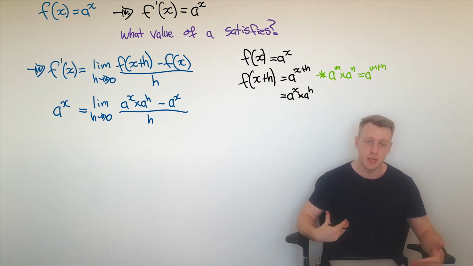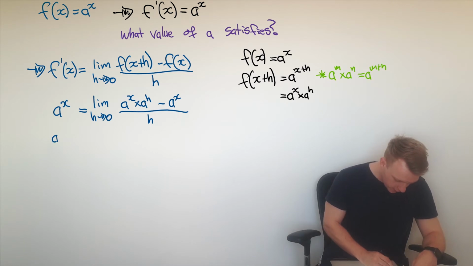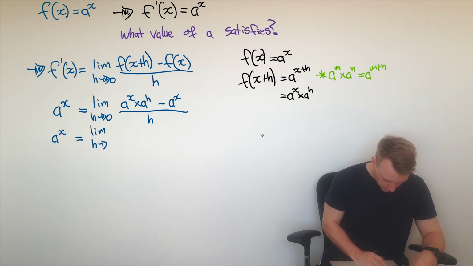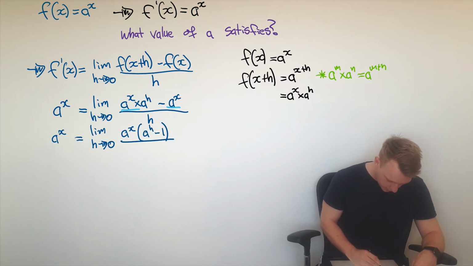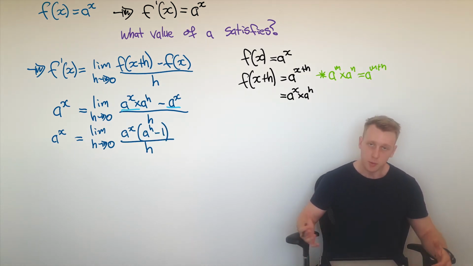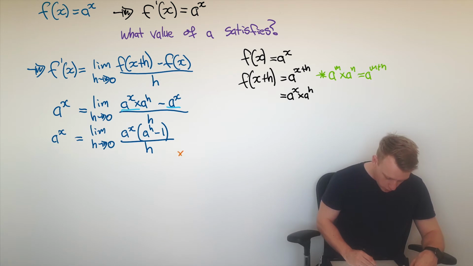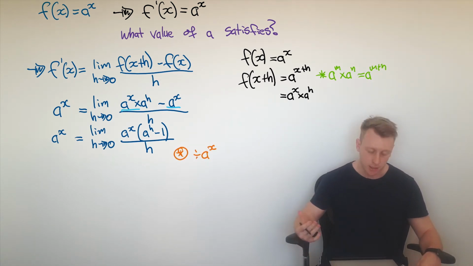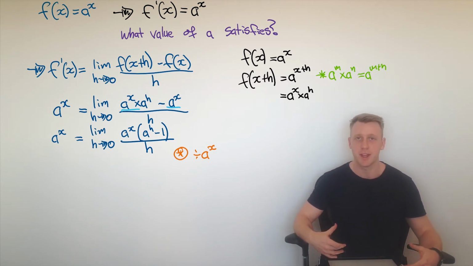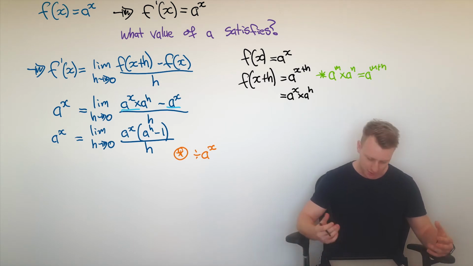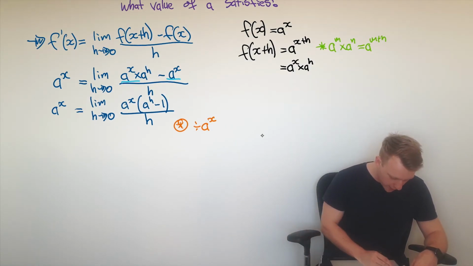There's a little bit of manipulation that's going to go along here. What I'm going to do is spot that I can factor out a to the power of x on the top, which is very nice. And then at this stage I'm going to divide both sides by a to the power of x, because I want to get the a terms onto one side.